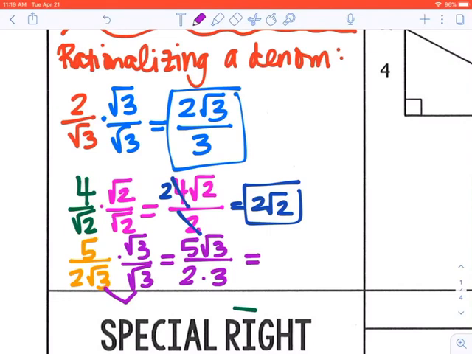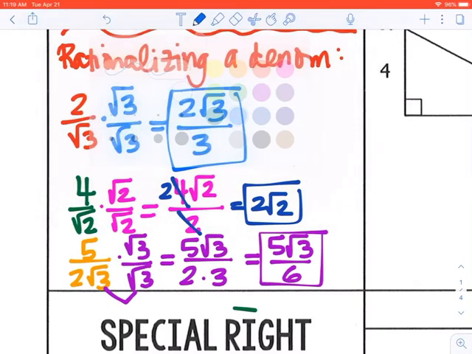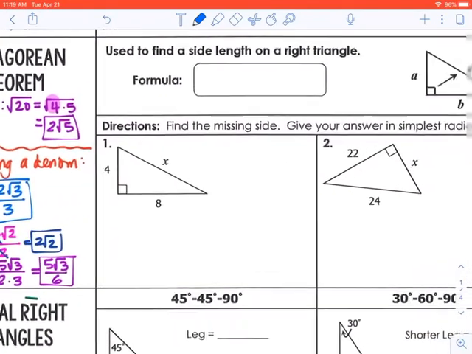And so then you can simplify this, 5 rad 3 over 6. Okay, and again, if I could simplify the 5 and the 6, I would. And so that's rationalizing the denominator. We are going to be simplifying radicals and rationalizing the denominator a lot today. Okay, all right, so let's start.